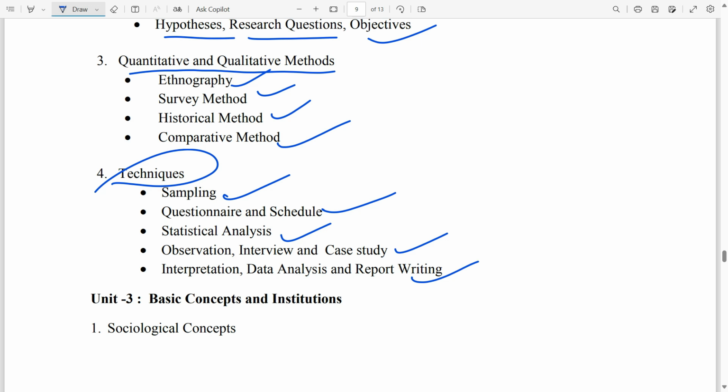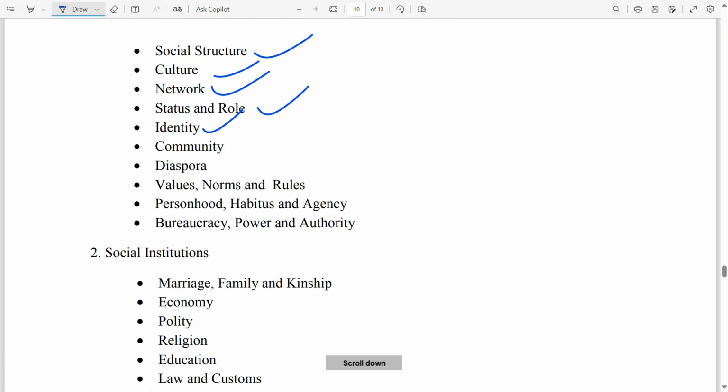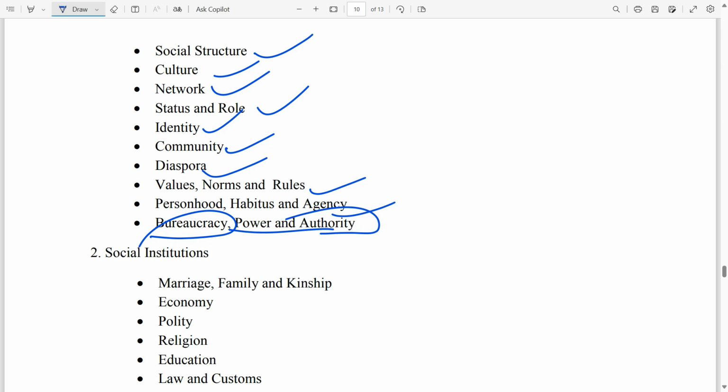Now coming to unit 3, basic concepts and institutions. Here you will see social concepts like social structure, culture, what is culture, network, status and role, what is identity. Here you have read the general definition, but here you have to read the sociological definitions. Community, what is community, how community has grown, diaspora, what is value, norms and rules, personhood, habitus and agency, bureaucracy, which is given mainly by Max Weber, power and authority. So you will read about what is power, what is bureaucracy. Questions are being asked from bureaucracy also, different forms of bureaucracy, what are the different properties of bureaucracy. So you will read these things here.